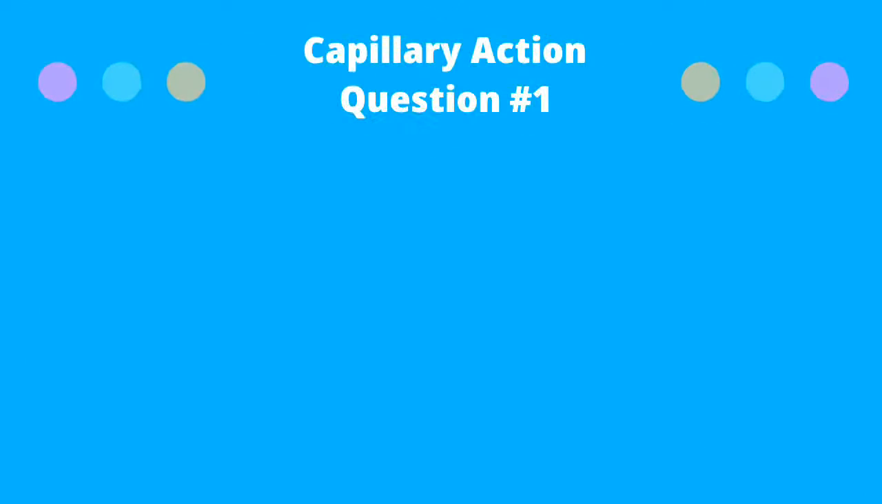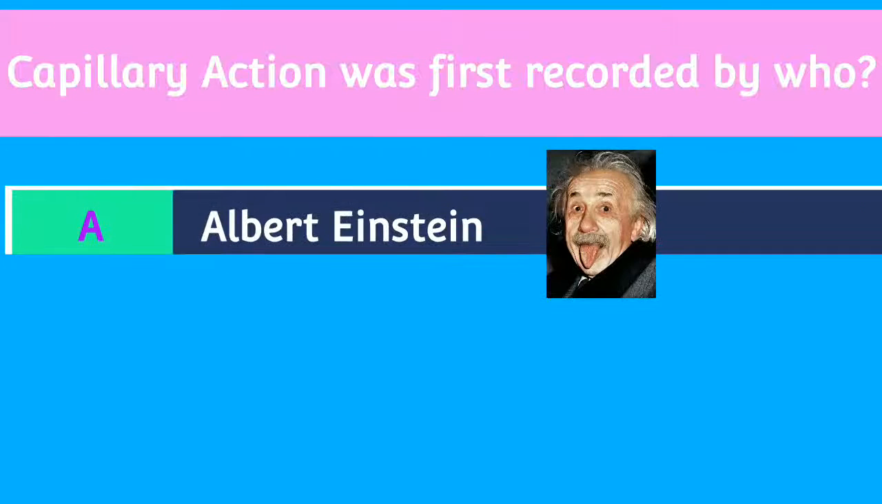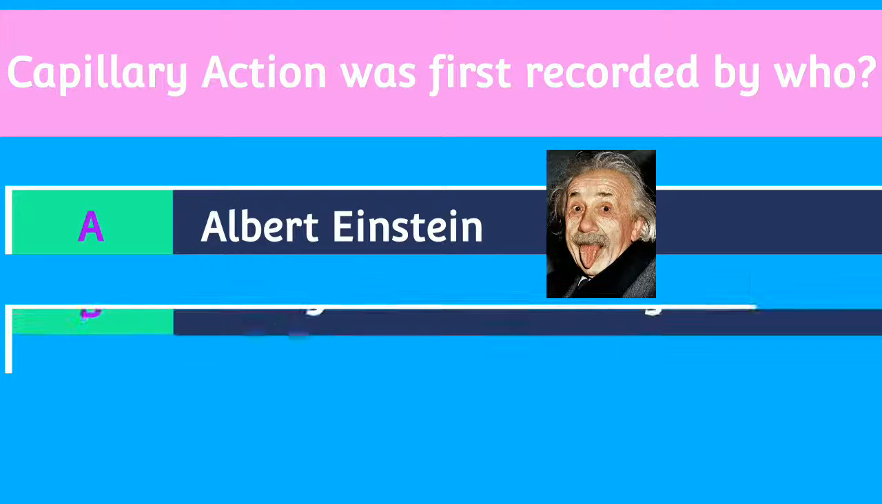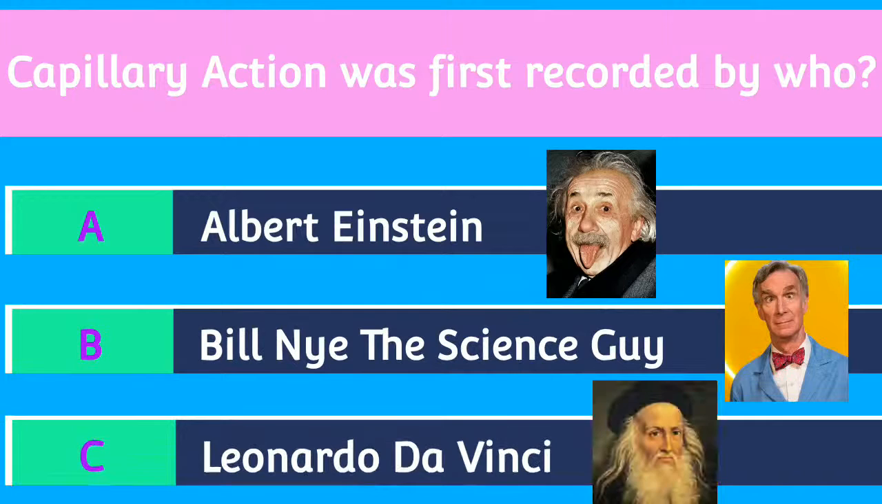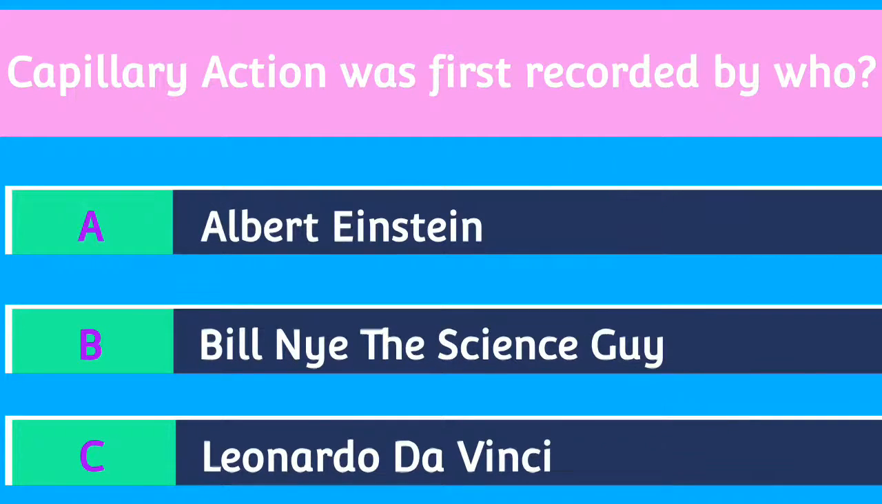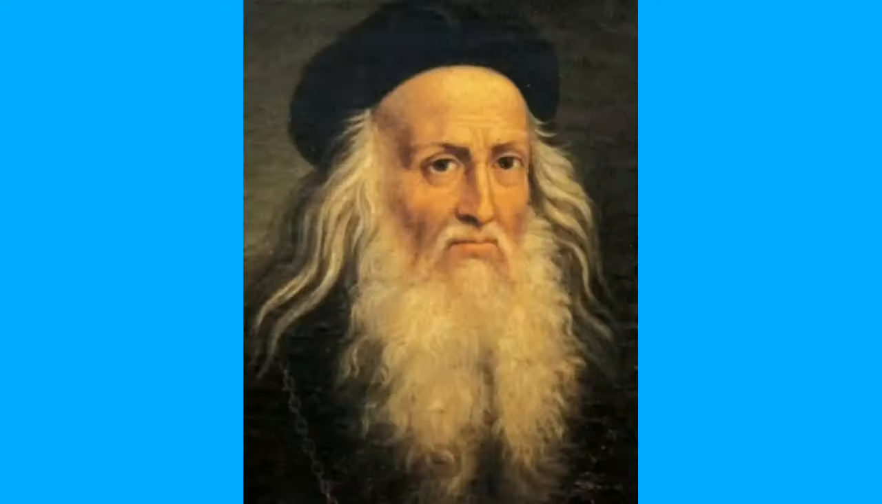Question number 1. Capillary action was first recorded by who? A. Einstein, B. Bill Nye the Science Guy, or C. Leonardo da Vinci? If you picked C. Leonardo da Vinci, you are correct. Leonardo is known for his Renaissance paintings, The Last Supper and the Mona Lisa.